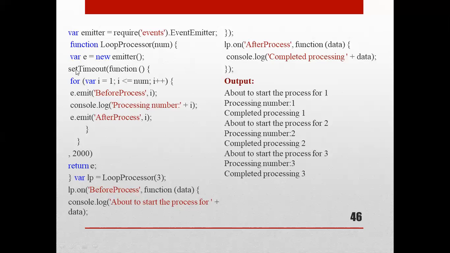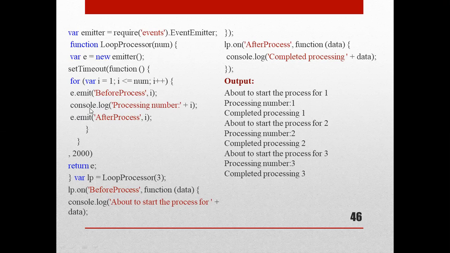Then we are going to use the setTimeout method. Inside that we write a function consisting of a for loop where i equals 1, i less than or equal to number, i plus plus. This is a for loop for increasing the number starting from 1. Then e.emit, e being the object of this emitter, e.emit before process, comma i. These are the events whose listeners we are going to register afterwards.